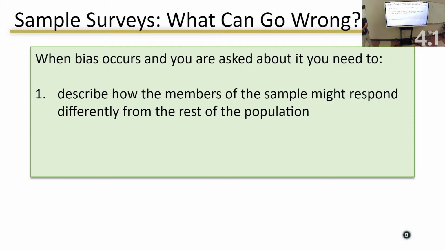So we talked about this. When bias occurs and you're asked about it, make sure you describe how the members might respond differently, how they would overestimate or underestimate. How did they respond differently? They responded differently because it was a police officer asking them if they're doing drugs. That's likely to underestimate the truth. It was the teacher asking them who their favorite teacher is. It's likely to overestimate the truth. It was the student who answered, yes, I drive to school, because all of their friends were asking if they drive to school. That's probably going to overestimate the truth.